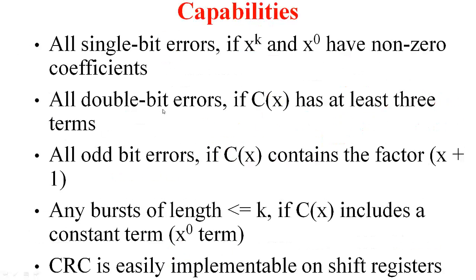Just like how we have designed a divisor polynomial for capturing odd bit errors, you can devise similar such polynomials. For example, if you want to capture all single bit errors, this divisor polynomial should have x to the power of k and x to the power of 0 as non-zero coefficients. And similarly, if you want to catch all double bit errors, C(x) should have at least 3 terms. This we already saw, where all odd bit errors can be captured if C(x) contains the factor x plus 1. And similarly, any burst of length less than or equal to k can be captured if C(x) includes the constant term. So these are not difficult to prove. I will leave it up to you to work it out.